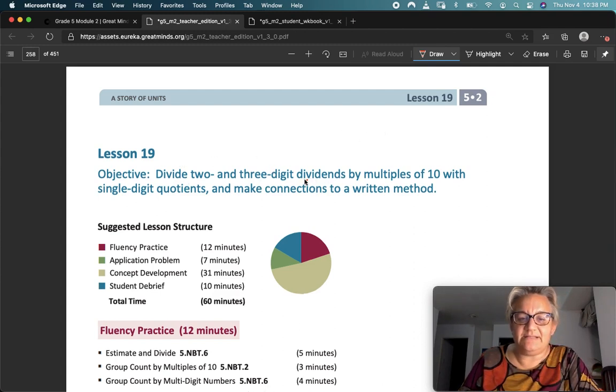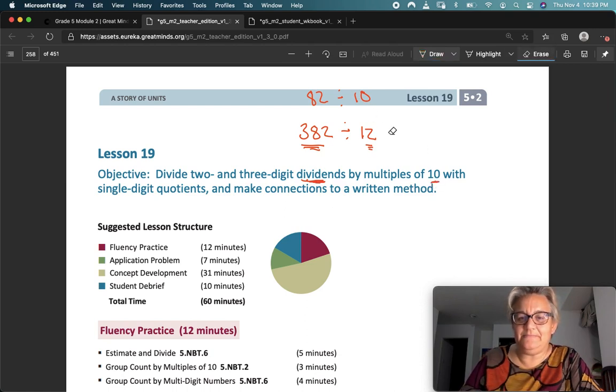When you see a division problem, the dividend is the number that you're dividing into. So if I have 382 divided by 12, that's just a problem. This is the dividend, and this is the divisor, right? So 2 and 3-digit dividends means I could have a 3-digit or a 2-digit dividend. And the divisors are going to be multiples of 10.